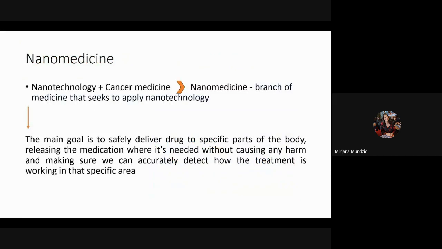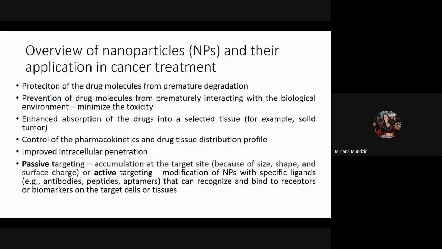Because of that, nanomedicine is a hot topic these days, and nanomedicine can be defined as a branch of medicine that seeks to apply nanotechnology for the purposes of cancer treatment. The main goal is to safely deliver the drug to specific parts of the body and to release the drug at that specific site where it's needed without causing harmful side effects. What is also important is that we want to be sure that we can accurately detect how the treatment is working in this specific area.